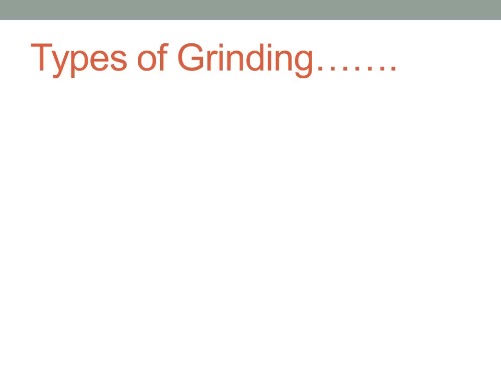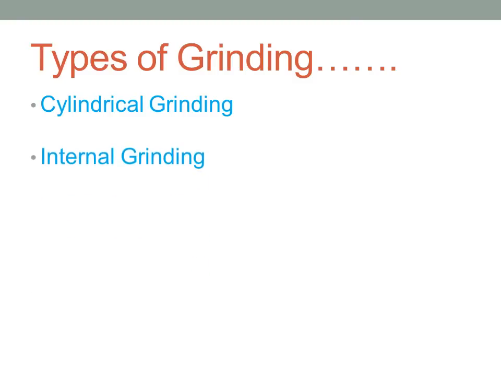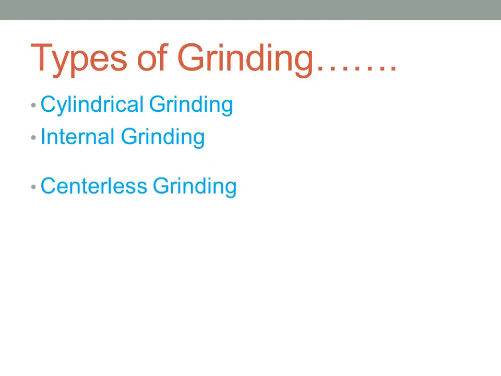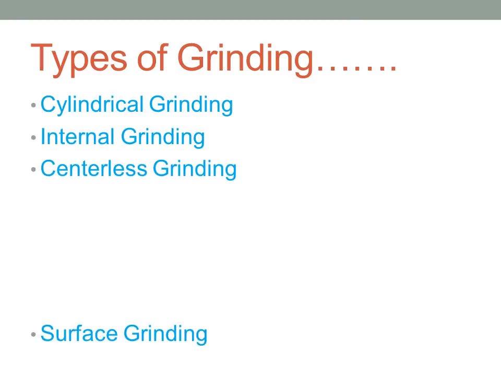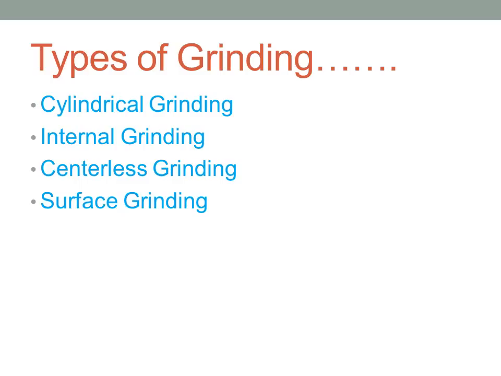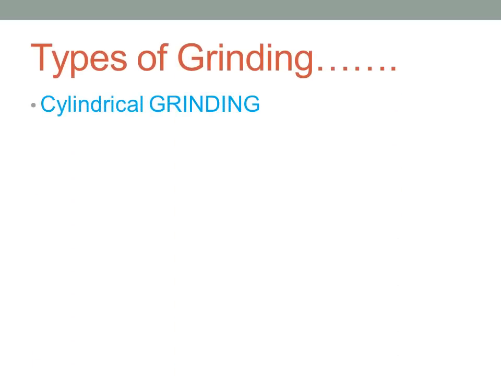There are many forms of grinding, but the four major industrial grinding processes are cylindrical grinding, internal grinding, centerless grinding, and surface grinding. In cylindrical grinding, the workpiece rotates about a fixed axis, and the surfaces machined are concentric to that axis of rotation. Cylindrical grinding produces an external surface that may be either straight, tapered, or contoured.